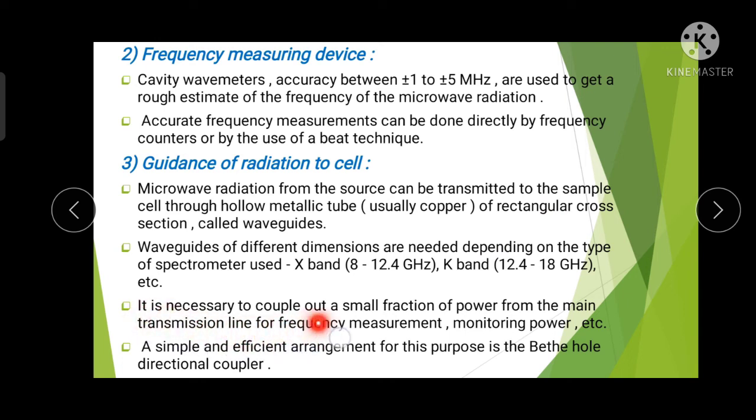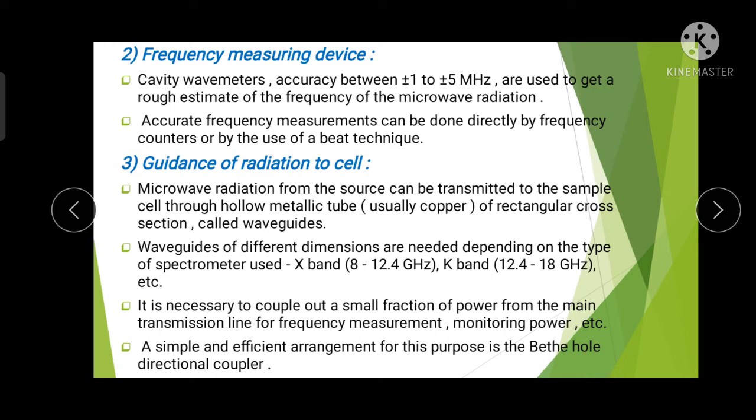It is necessary to couple out a small fraction of power from the main transmission line for frequency measurement, monitoring power, etc. That means we have to couple out a small fraction of power. That means we have to get a small fraction of power from the main transmission line for frequency measurement and monitoring power. All those things are important. A simple and efficient arrangement for this purpose is the Bethe-hole directional coupler.